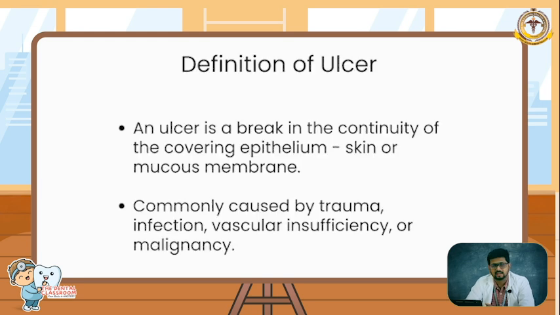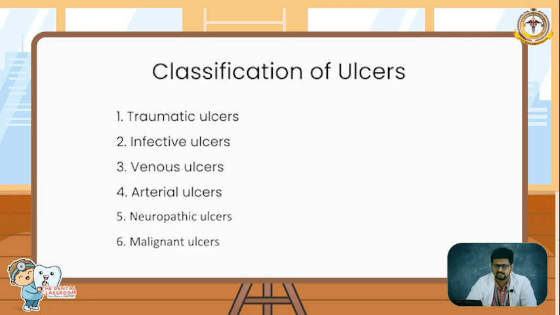An ulcer is a break in the continuity of a covering epithelium. It can be of the skin or a mucous membrane, and is commonly caused by trauma, infection, vascular insufficiency and malignancy also. The classification of ulcers is based on type: traumatic ulcer, infective ulcer, venous ulcer, arterial ulcer, neoplastic ulcers and malignant ulcers.